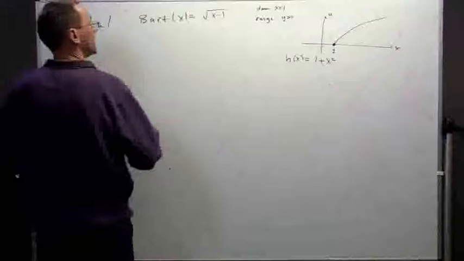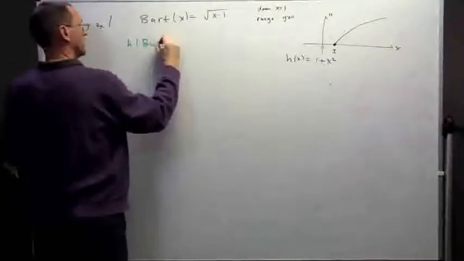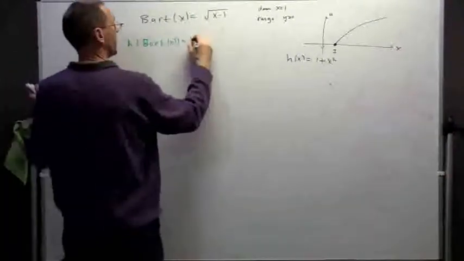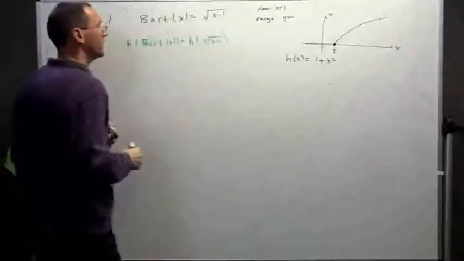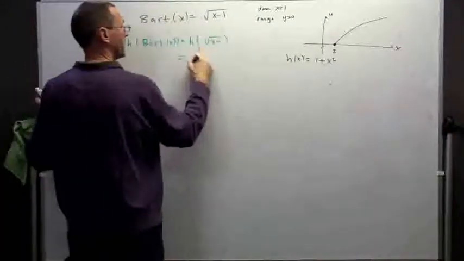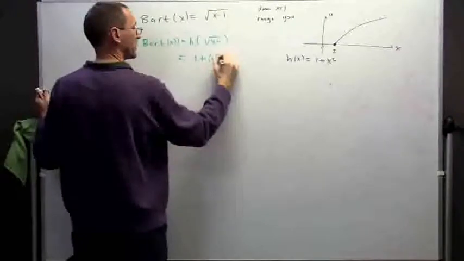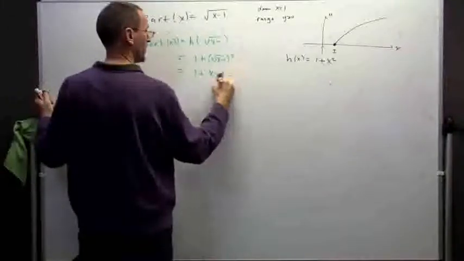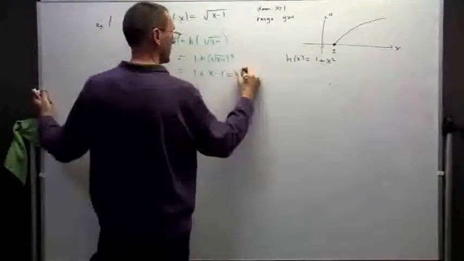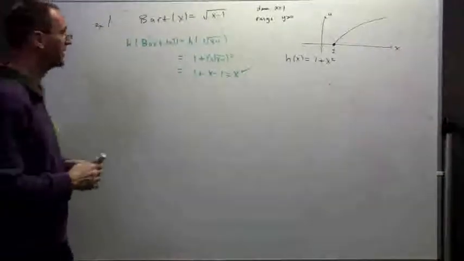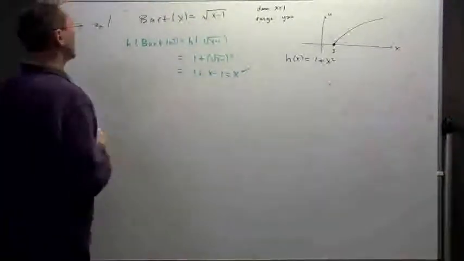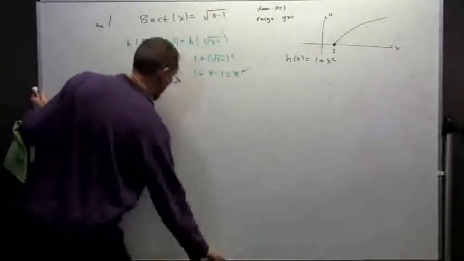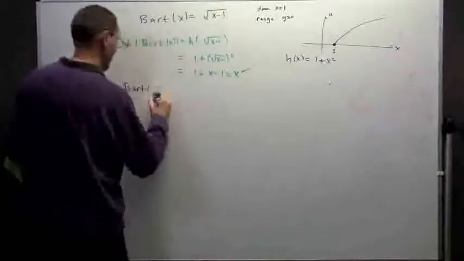Okay. So let's take h of BART, see what happens. What does BART do? BART says take the square root of x minus 1. H says take whatever you give me, add 1 plus the thing squared. So this thing squared is going to be x minus 1, so I get 1 plus x minus 1. I get the x, and life is good, no problems. Okay, so let's turn it around. So this is my BART of h of x.